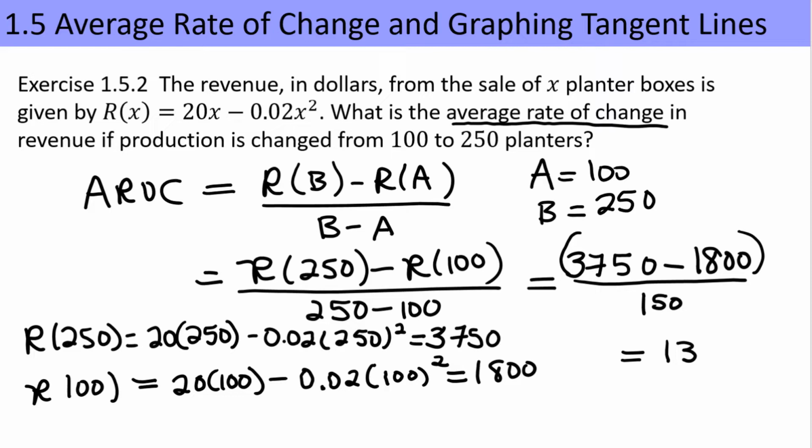We are asked for the rate of change of the revenue, and what we find out is as you increase production from 100 to 250 planters, we have an average increase over those 150 new planters of $13.